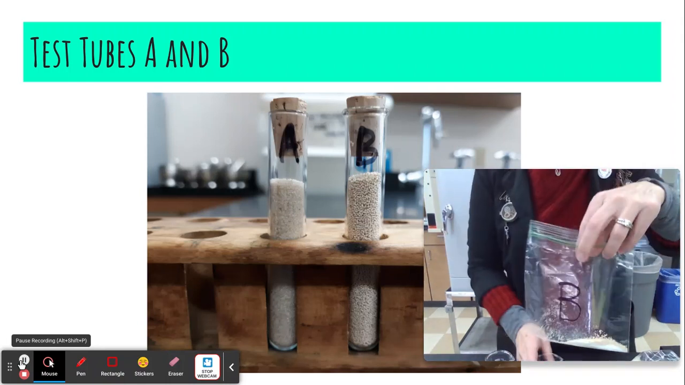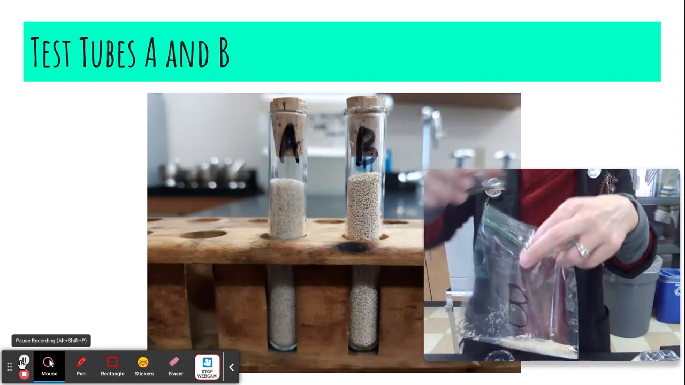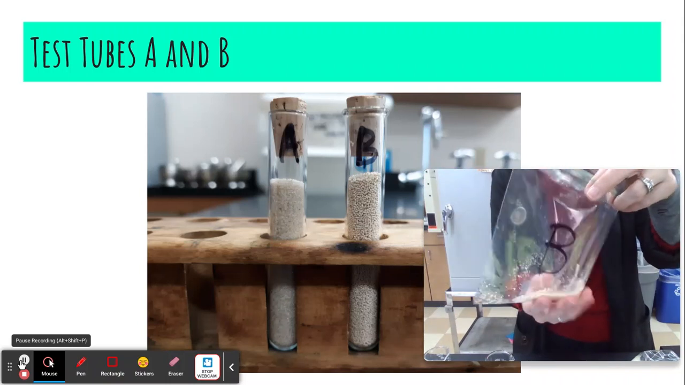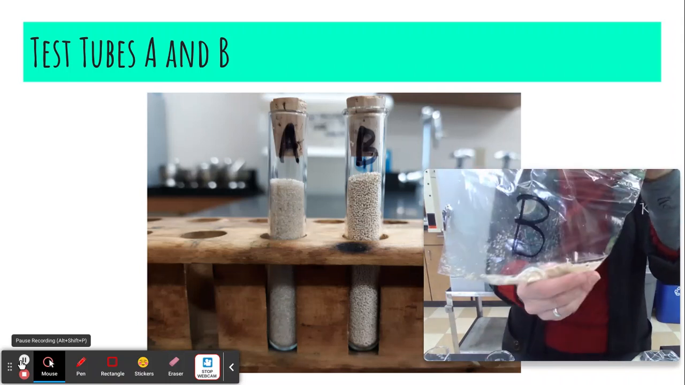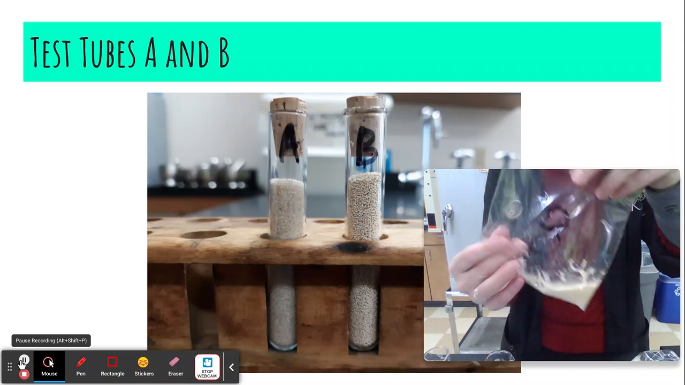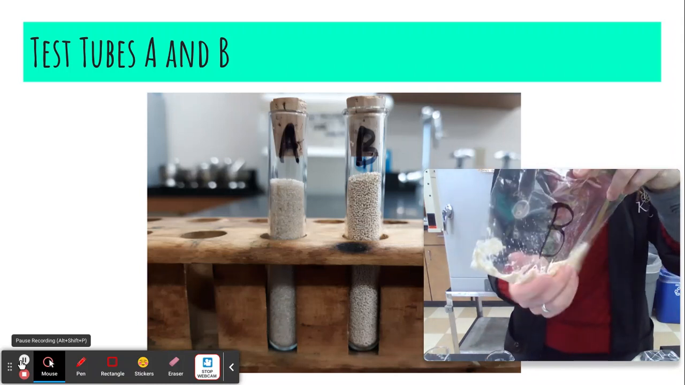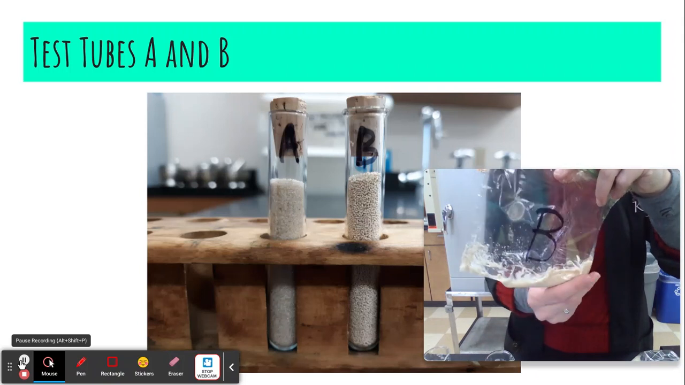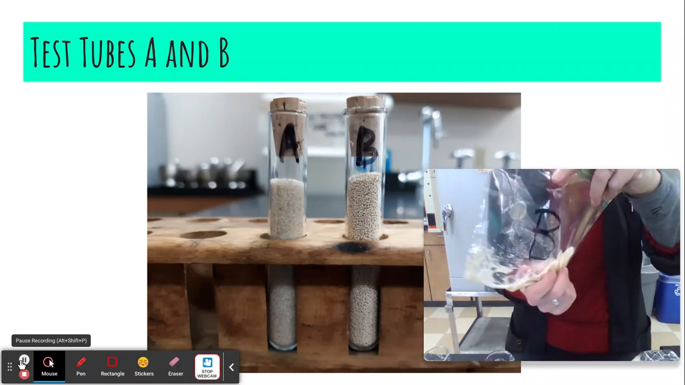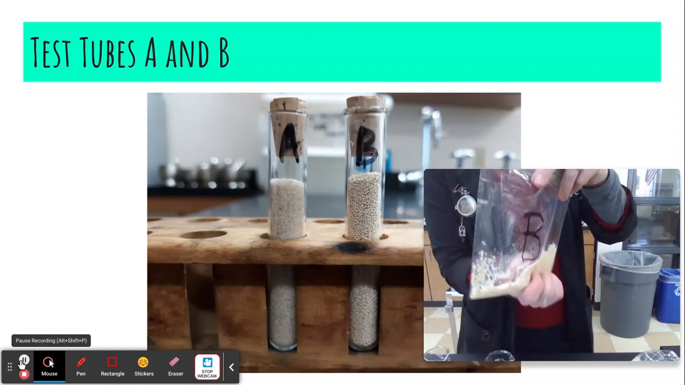So here's bag B. I'm going to add some water. And then it says to mush it all up. So I'm mushing up the water and the meat tenderizer and the sample in B that we're trying to prove if it's alive or not. So for this experiment, we're trying to see if it has DNA in it. So I'm going to smoosh it for a bit. I need to do the same with A.